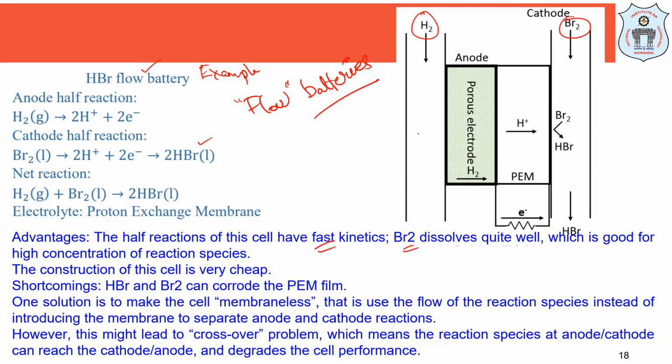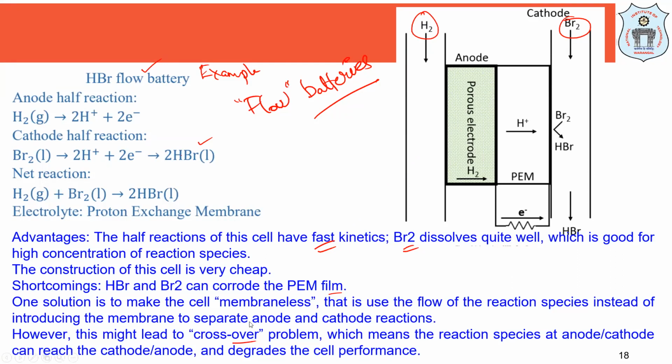This type of cell construction is also very cheap, and there are some shortcomings with respect to these flow batteries. Hydrogen bromide and bromine can corrode the PEM film which you will be using as the electrolyte. One way to solve that problem is to make the cell membraneless. That means we can try to make use of alternative electrolytes instead of a membrane. However, there will be an issue of a crossover problem.